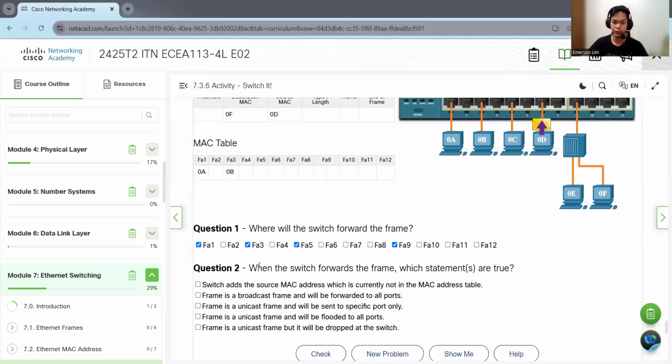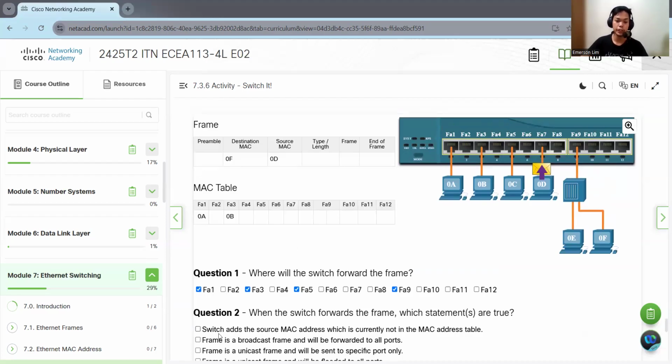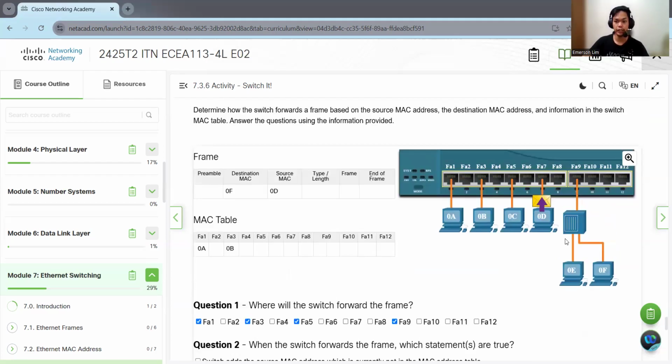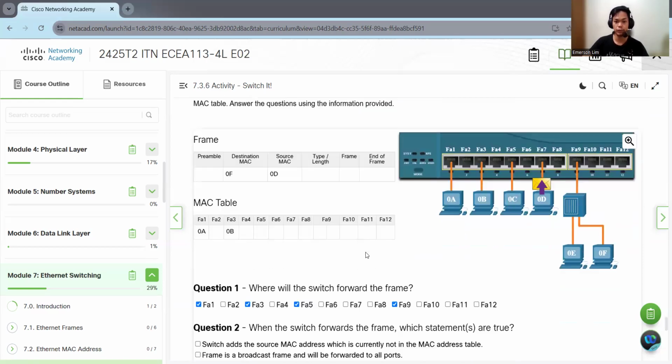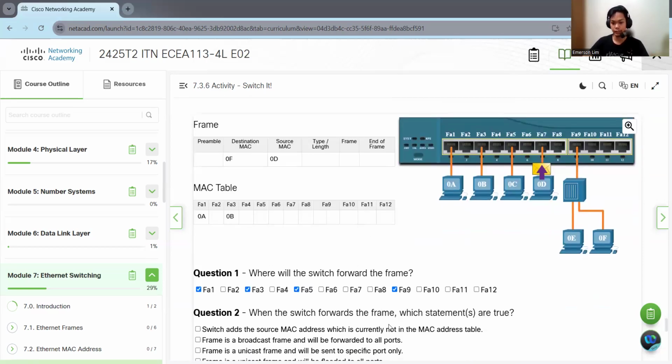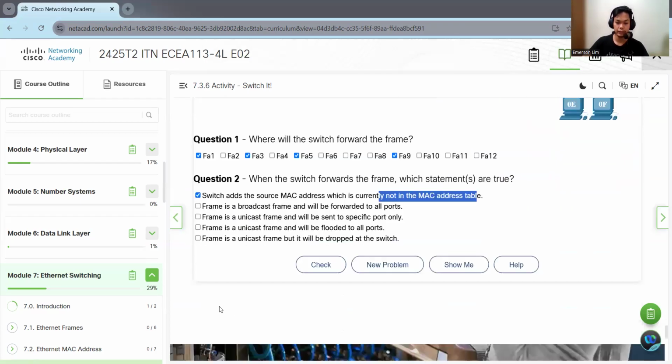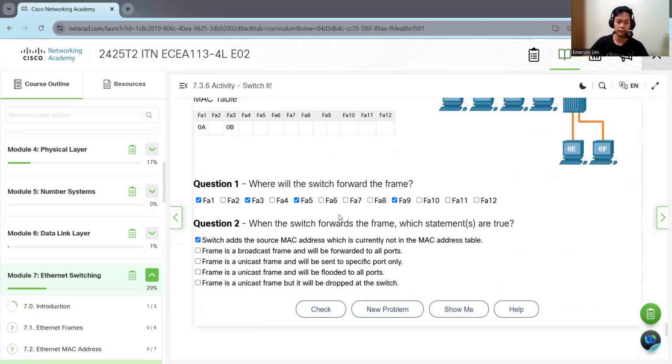Now let's look at question 2, which statements are true. Now let's go to the switch. This is the switch in FA9. The switch adds the source MAC address, which is currently not on the MAC address table. So it only means if you look at the MAC address table, is there a 0E or 0F in the MAC address table? Since there is not a 0E or 0F in the MAC address table, we will consider this correct.